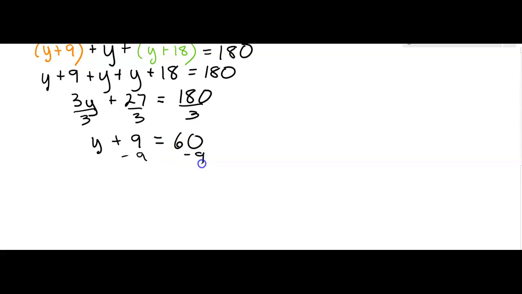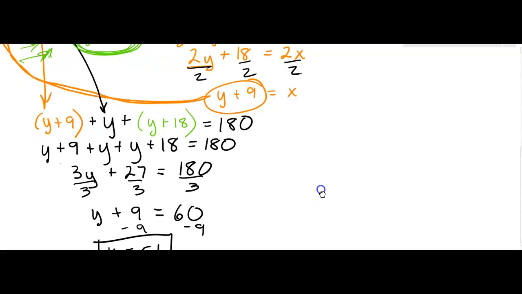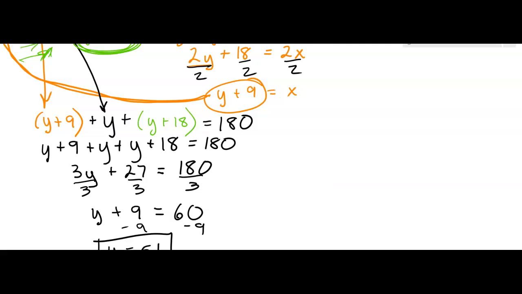Subtract the 9, so I get y equals 51. That then is the answer for y. Yay, we got one of the answers. y is 51. That's the second angle, 51 degrees actually. But you're not done because you've got to find x and z. But good news, we have equations that tell us what x is. Right here, x is y plus 9, and we just figured out what y was. It was 51. So now x is 60.